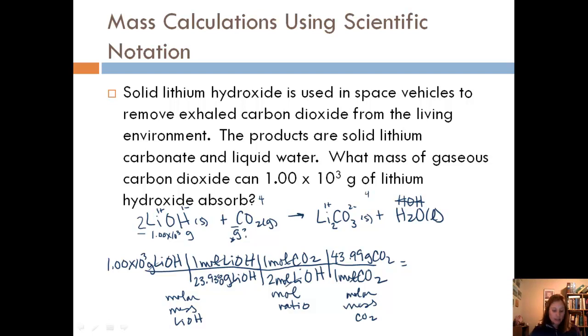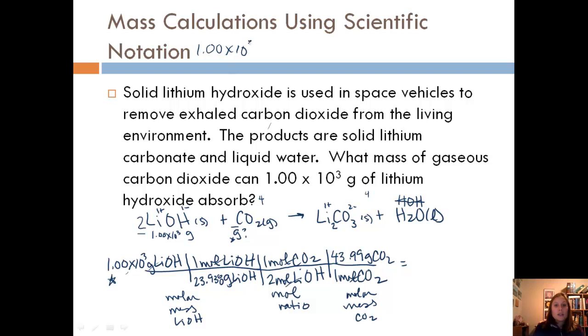So now let's calculate the whole thing. So we're going to start with our 1 times 10 to the third. And I'm going to put this in parentheses because it is in scientific notation. So we have, where's a good spot to write this? How about up here? So we are starting with 1 times, let's see, 10.